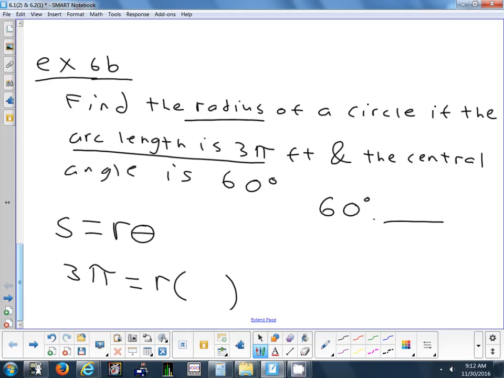So how do I convert that to radians? Multiply by what and divide by what? Pi over 180. Degrees is gone. And 60 goes into 180 how many times? 3 times.